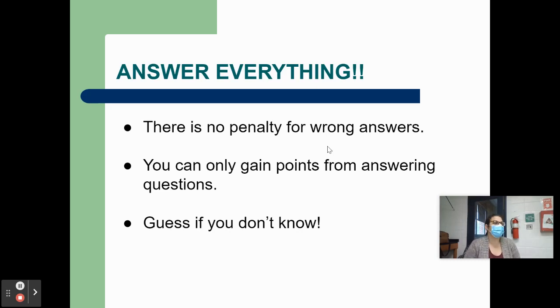Same with the FRQs. They're out of a certain number of points, and we don't know what that's going to be this year, but in the past it's been 10 points. But with the new exam format this year, that has nothing to do with COVID. They used to be 10 points. If you wrote something and it was wrong, you didn't get points off. You just didn't get the points for that. Okay. And then guess if you don't know.